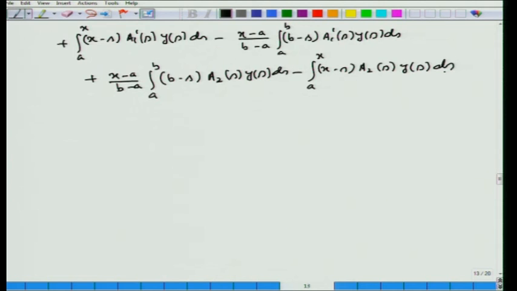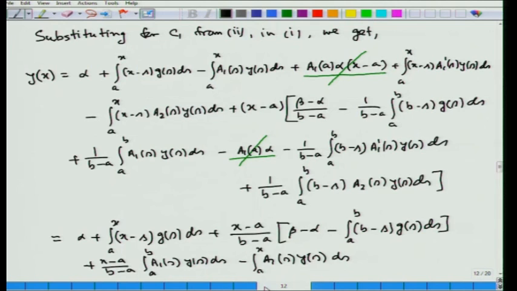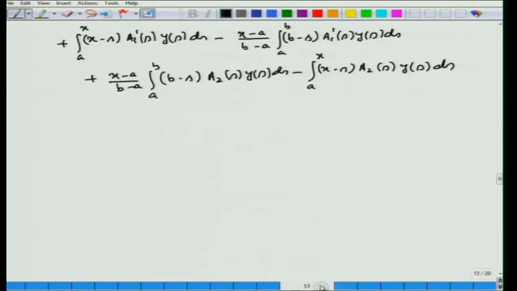Now, these particular terms that we have already written here, if we mark them with some particular color, that is alpha plus this integral, this particular expression constitutes our f(x). So then y(x) will be equal to f(x) plus, we can put it into the form integral a to b k(x, s) y(s) ds, where the expression for f(x) is given earlier.